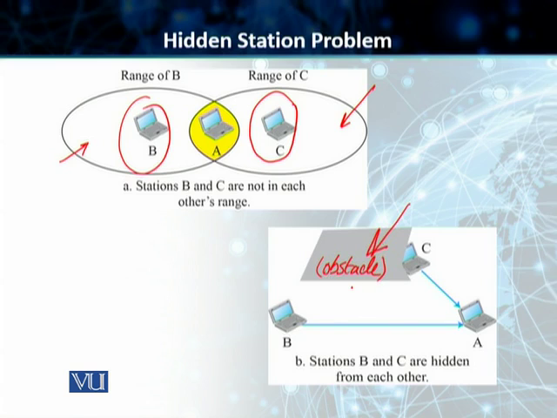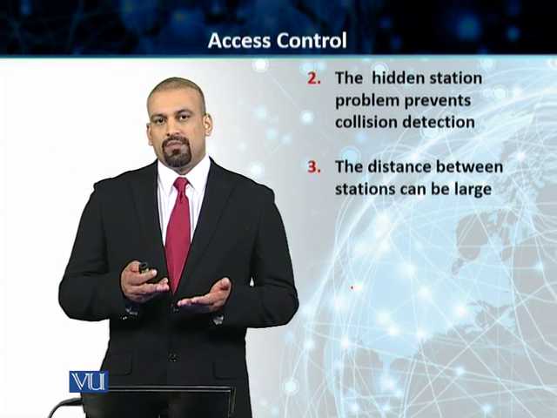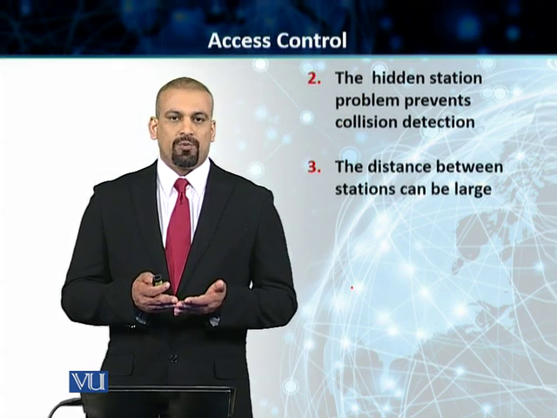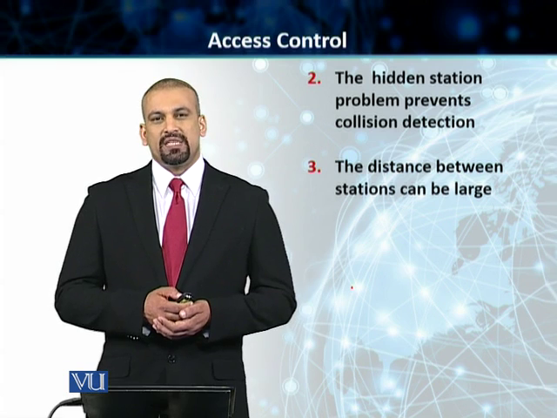So in this particular case, we have a pair of stations that are hidden from each other, and in this case as well, if a collision happens, for example between C and A, and C wants to transmit that collision information to the rest of the hosts, then it will not be able to transmit that information to B because B is behind this particular obstacle. Students, so you went through the hidden station problem, because of which we can't use CSMA CD as well.